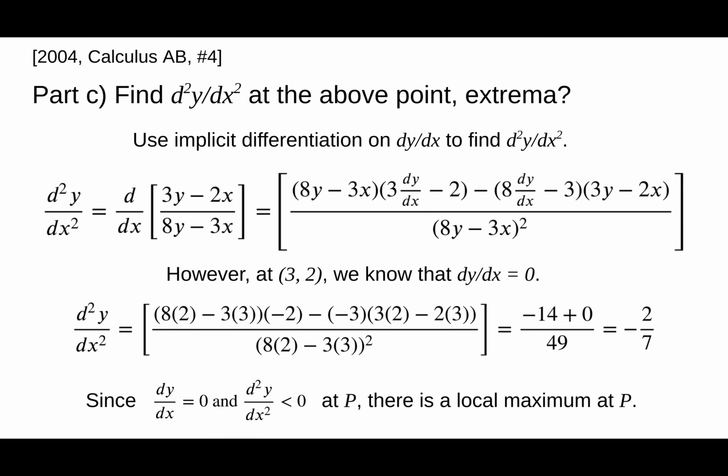Now, since dy/dx is 0 at this point, and the second derivative is negative, that means the graph is concave down at this point. So the graph should have a local maximum at this point P at (3, 2).